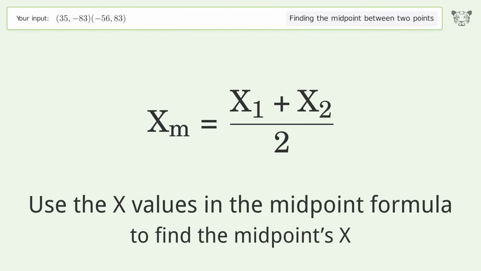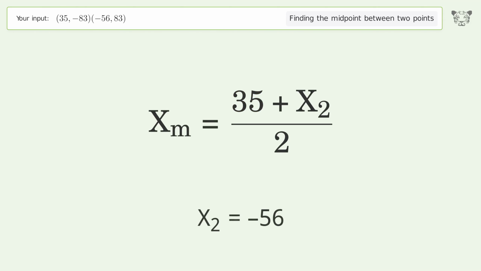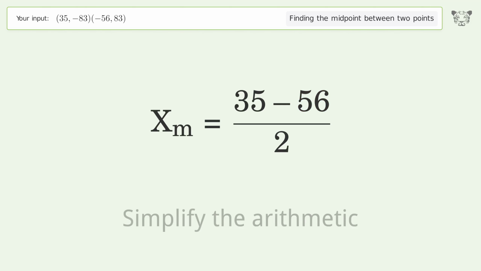Use the x values in the midpoint formula to find the midpoint's x. x1 equals 35. x2 equals negative 56. Simplify the arithmetic.